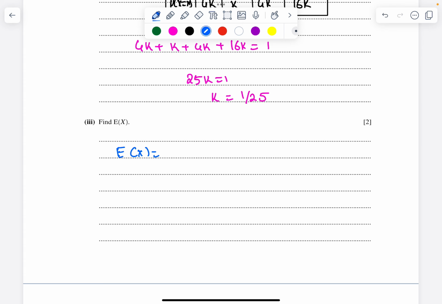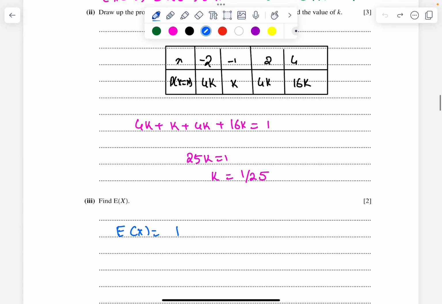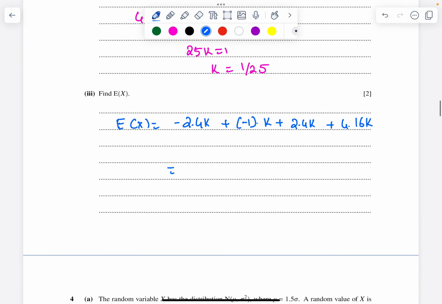Now find the expected value of x. Expected value of x equals -2 times 4k plus -1 times k plus 2 times 4k plus 4 times 16k. So it's going to be 63k. But k value is nothing but what? 1 upon 25. So 63 upon 25, which is 2.52.